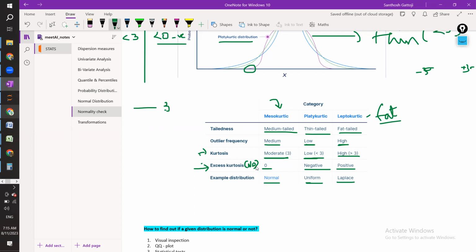Okay, but are the Kurtosis concepts clear, guys? Are the measures clear? Let me know if there are any doubts before I go to the practical example.